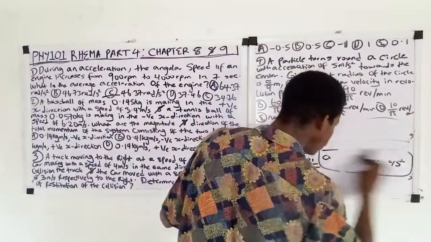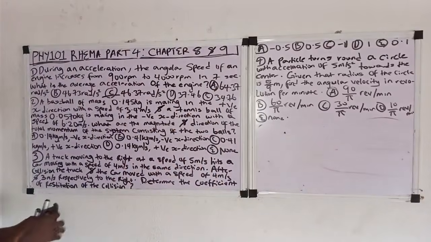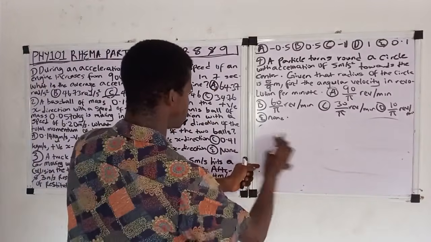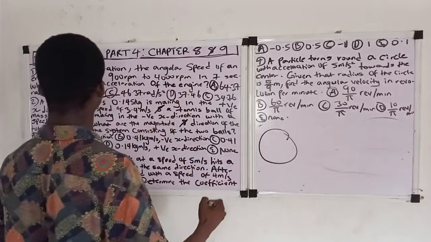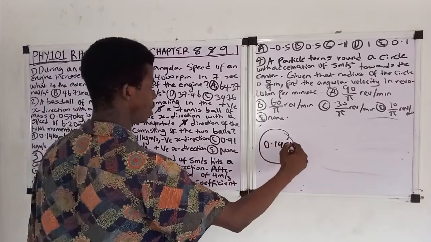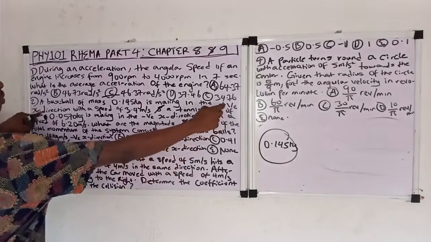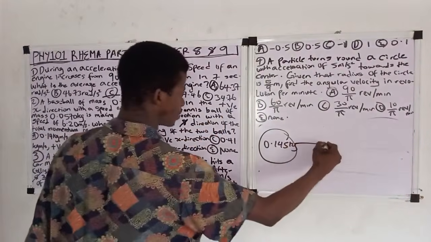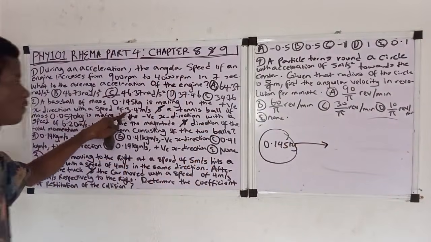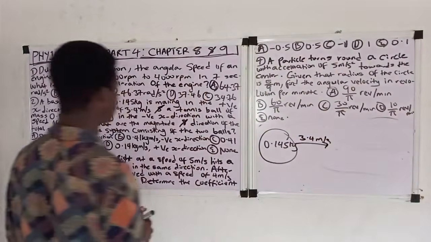Question 2. They said, a baseball of mass, so let me draw it again. A baseball. They said this is a ball. The mass of the ball is 0.145 kg. The ball is moving in the positive S direction, so this is the positive S direction, right? Yes. With a speed of 3.4 meter per second. It's moving to this side, right?